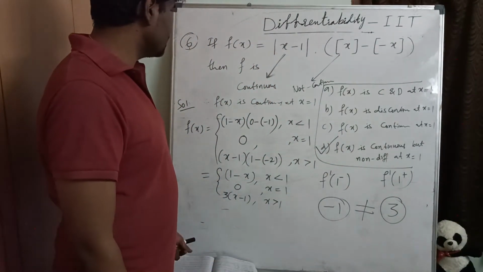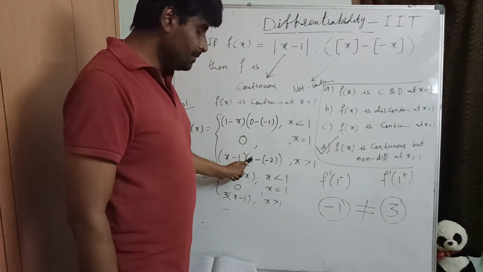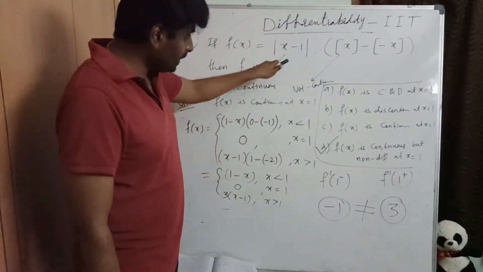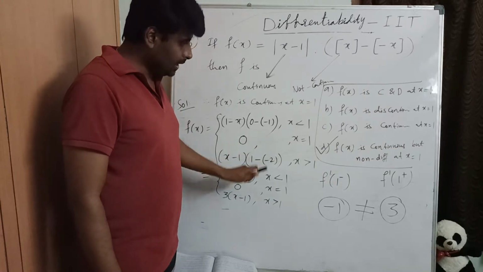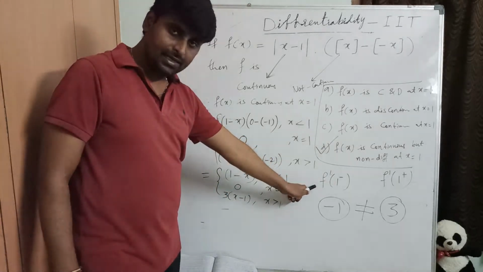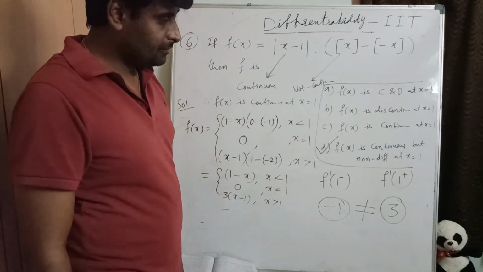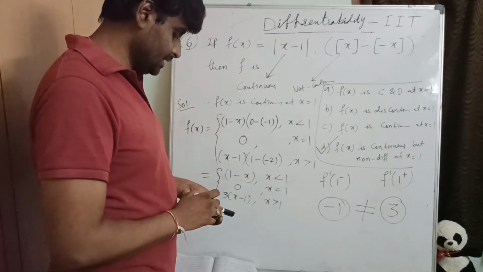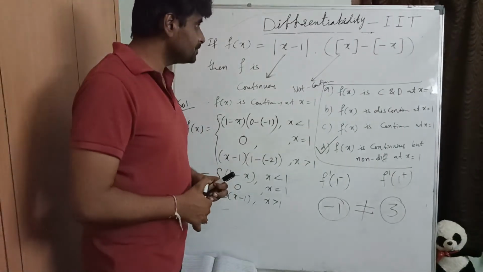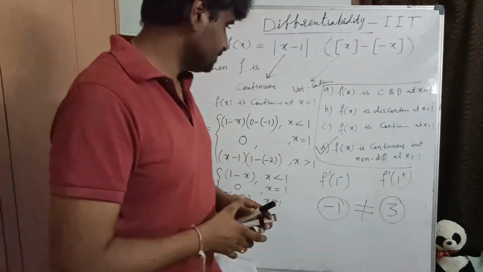So we are just going to rewrite the function before checking whether that function is differentiable or not, and we are going to find the LHD, left hand derivative, and the right hand derivative. Finally both are not equal, so it is not differentiable. Clear? So hope you have understood, right? Make a note of it.